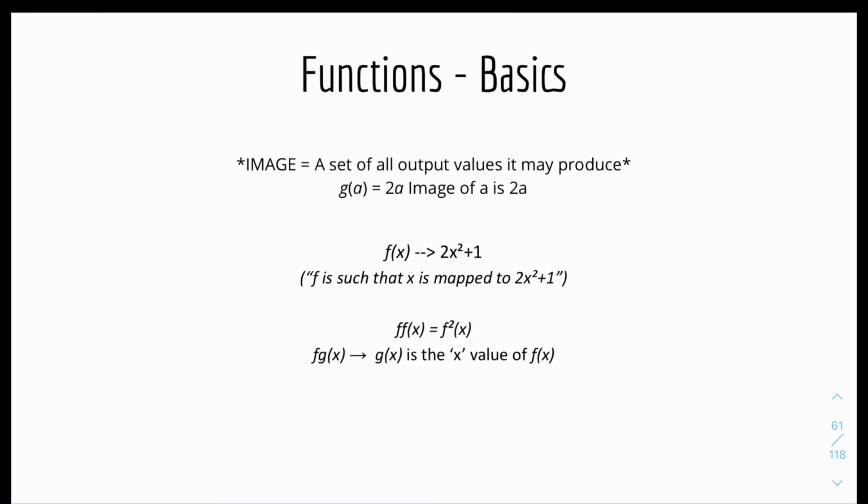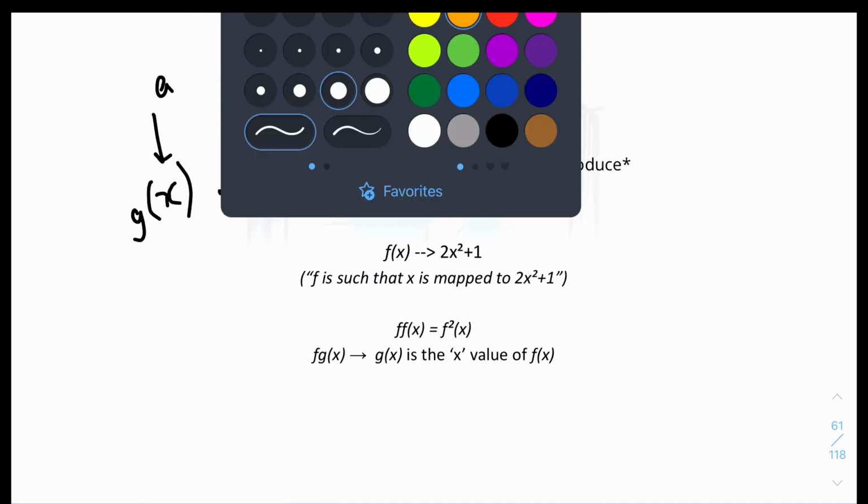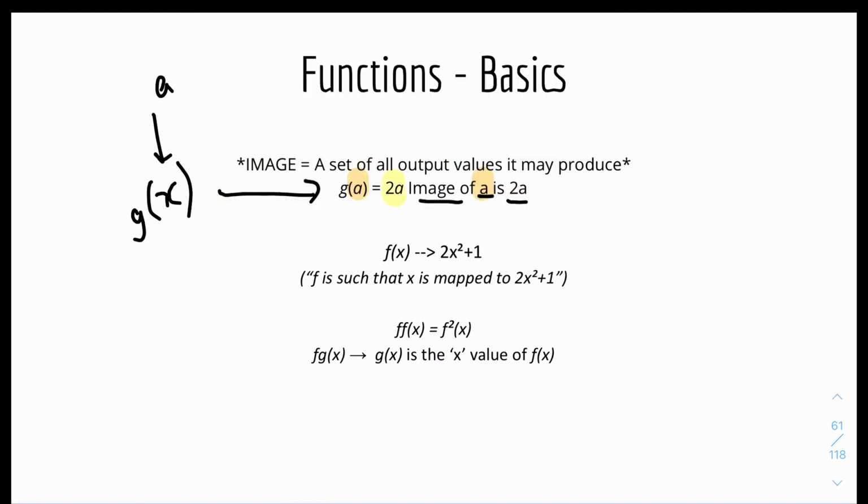Then we have some more basics. We have image. An image is the set of all output values a function may produce. So when we have this function g(x) right here, and if we set x as a, the output would be 2a. Therefore, the image of a is 2a. See how they relate? A, and the output is 2a.